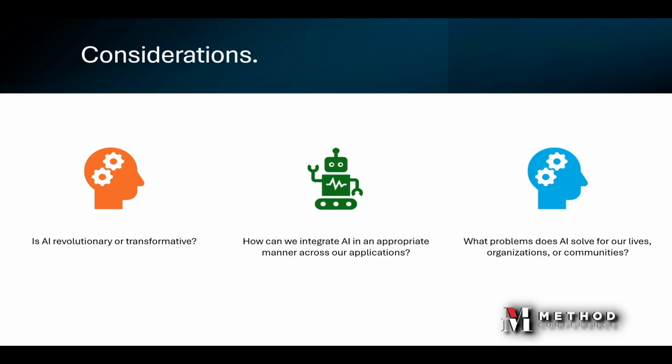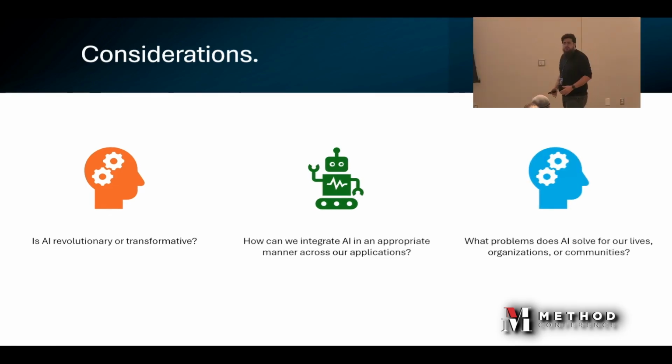Is it revolutionary or is it transformative? By revolutionary, I mean it will upend our daily life. You will all be on universal income and nobody will work. Transformative might be, as a developer, maybe instead of me coding 100% of the time, I code 50% of the time with feedback from ChatGPT. I'm still working, I'm still employed, but my work processes have changed, right? Revolutionary or transformative. And then how can we integrate AI in an appropriate manner across our applications, right?